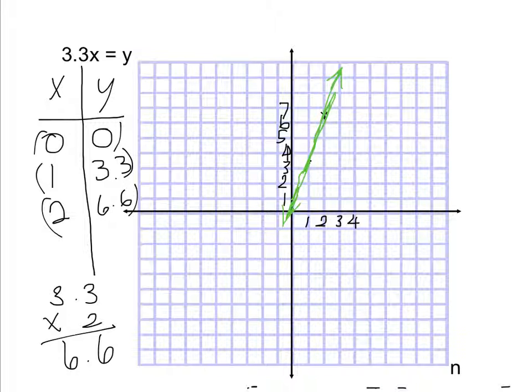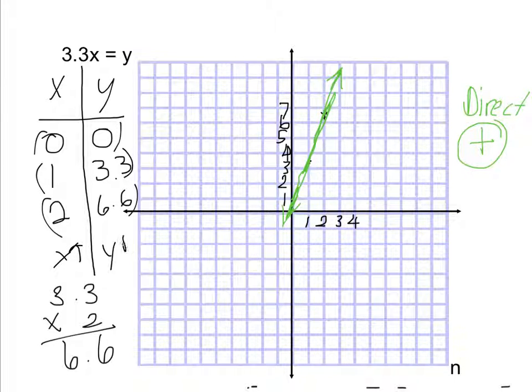Okay, so what kind of proportion is this one? This one is a lovely direct proportion. And what kind of slope is this? This is a positive slope. It's a direct proportion because x is increasing as y increases at a constant rate and passes through the origin.